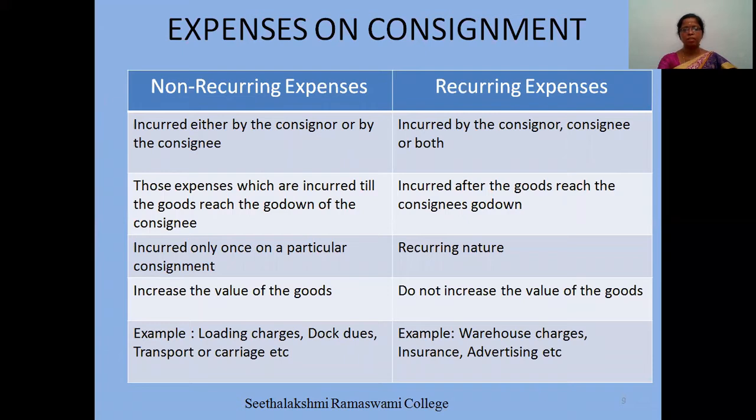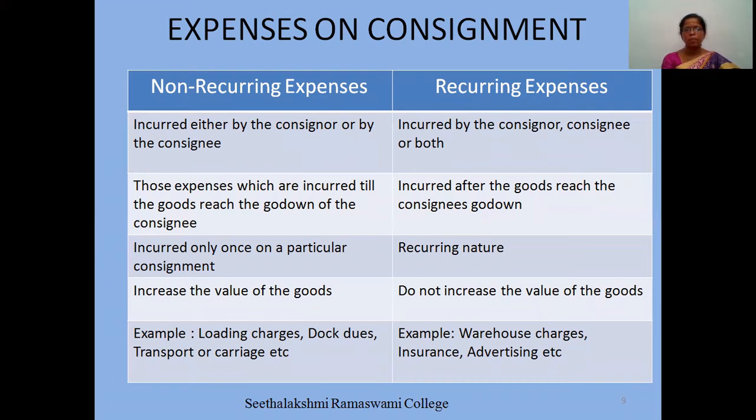Expenses on consignment. There are two types of expenses on consignment: non-recurring expenses and recurring expenses. Non-recurring expenses are incurred by the consignor or by the consignee. The non-recurring expenses are incurred till the goods reach the godown of the consignee. They are incurred only once on a particular consignment of goods. They increase the value of the goods also. Loading charges, dock dues, transport and carriage are examples of non-recurring expenses.